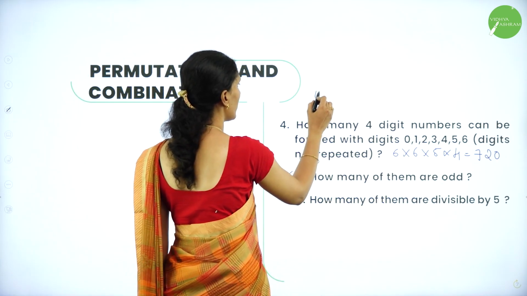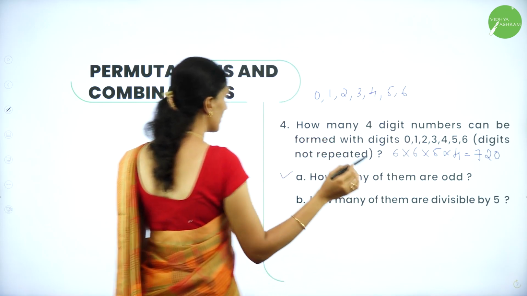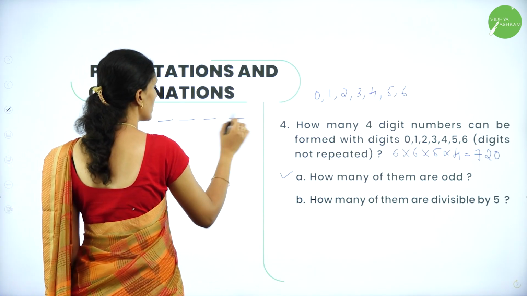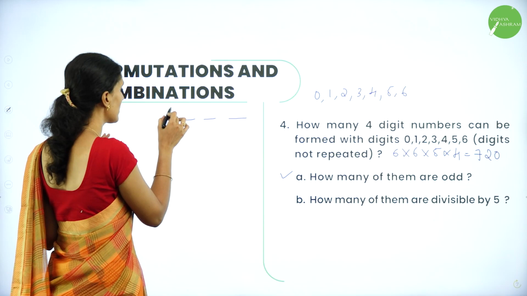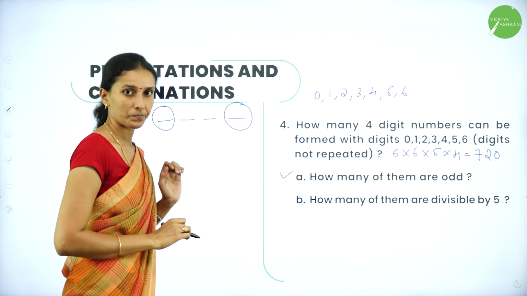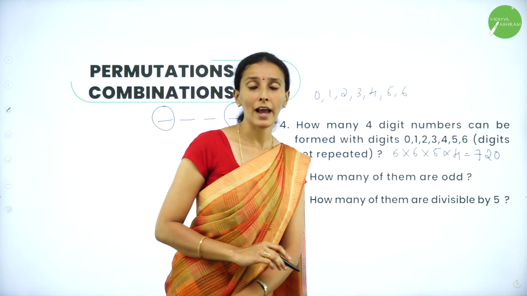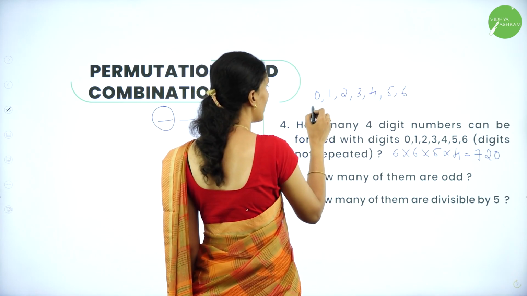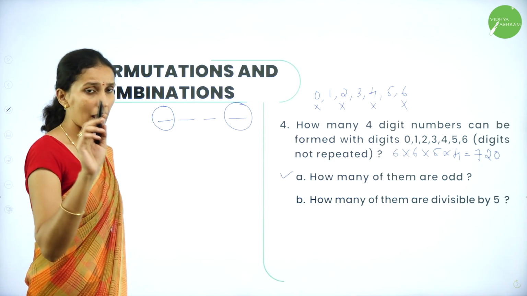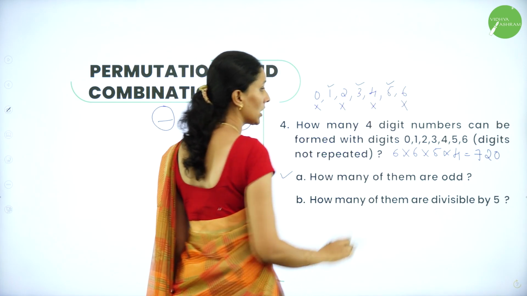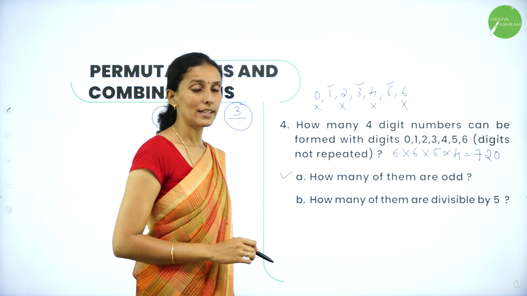So we have the digits 0, 1, 2, 3, 4, 5, 6. The same condition is applied here. We have 4-digit numbers, so we have 2 restrictions here. What are my 2 restrictions? The restriction is in my first place as well as the last place. Why is there a restriction in the last place? Because the number we have to choose is odd. Odd means I cannot write 0, 2, 4, 6 in the last place. So I have only 1, 3, 5. That is, I am left with only 3 choices in the last place.